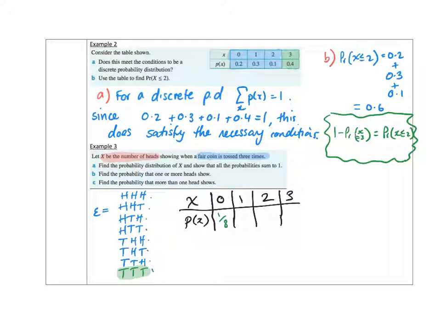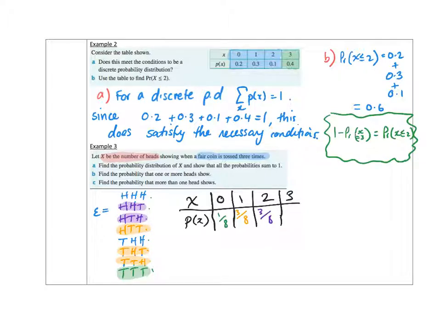Now, how many options are there with exactly 1 head? Again, if we look at this, we can find there's an option here, an option here, and an option there. So there's a 3 out of 8 chance. Likewise, when I'm looking for 2 heads, there's 2 heads here, 2 heads there, and 2 heads there. So that's a 3 out of 8 chance.